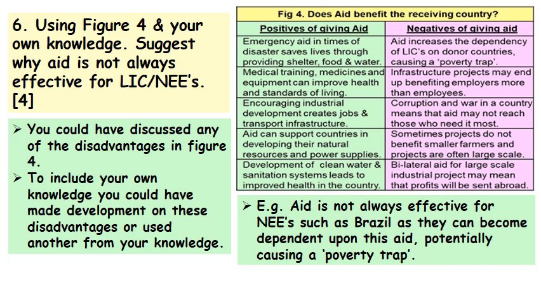For example, aid is not always effective for NEEs such as Brazil, as they can become dependent upon this aid, potentially causing a poverty trap. You would then need an additional point on top of this to support your 4 marks. At this point, pause and write a positive and an improvement in green pen. What went well in your answer and what could go better next time?